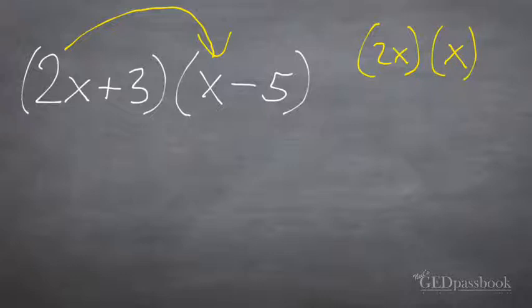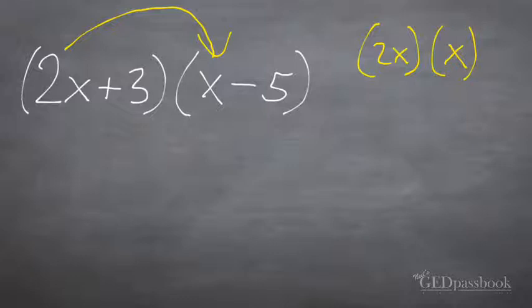2x times x. It's literally just this. 2x times x. If seeing it like that helps you, do it all the time. It's not a big deal. Sure, you might use more paper or more time, it don't matter. But in essence, I'm asking you, what is 2x times x? Tell me what 2x times x is.